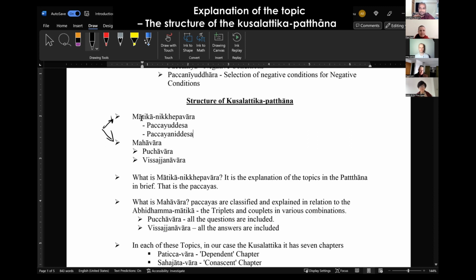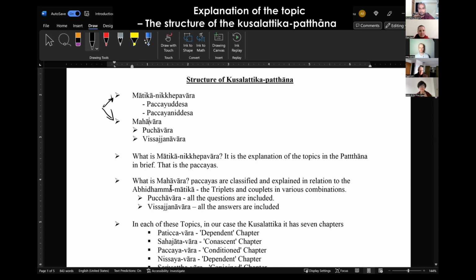So the Patthāna, the main book, is divided into two areas, the Mātika-Nikkhepavāra and the Mahāvāra. I will go through what these mean. What is done in the Mātika-Nikkhepavāra is the explanation of the topics in the Patthāna in brief. What are the topics in Patthāna, like nahetyā, nārammaṇapaccayā, and so on, is explained. It has two sub-chapters. Essentially it's a brief explanation of the topics, that means the paccayas, the conditions in the Patthāna.